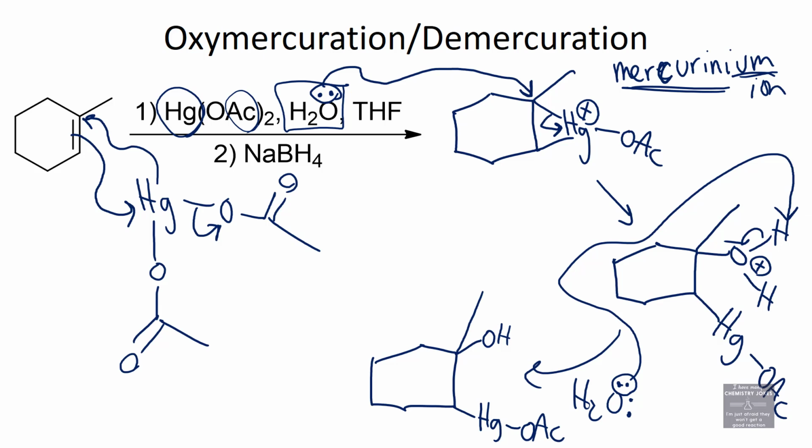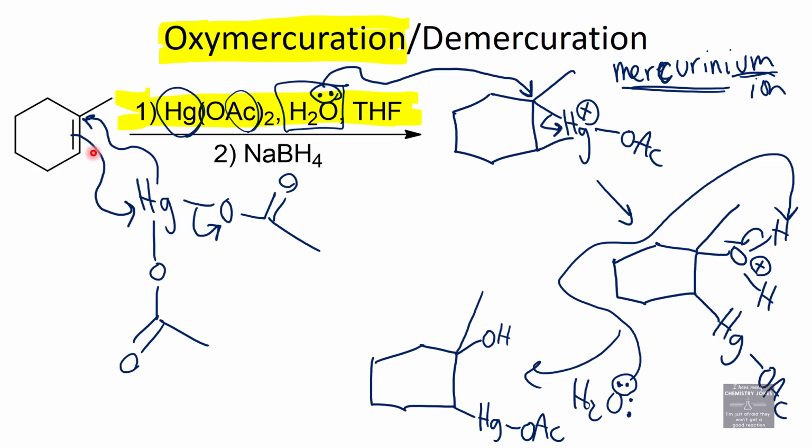Well, this is not my final product. This is what has happened after step 1. This is the first reaction that we have that has two distinct steps, two distinct sets of steps. This whole thing we've drawn so far is all that happens when you add mercury acetate, water, and THF to the alkene. This series of steps is called oxymercuration, as in we put mercury on. This whole thing is step 1.